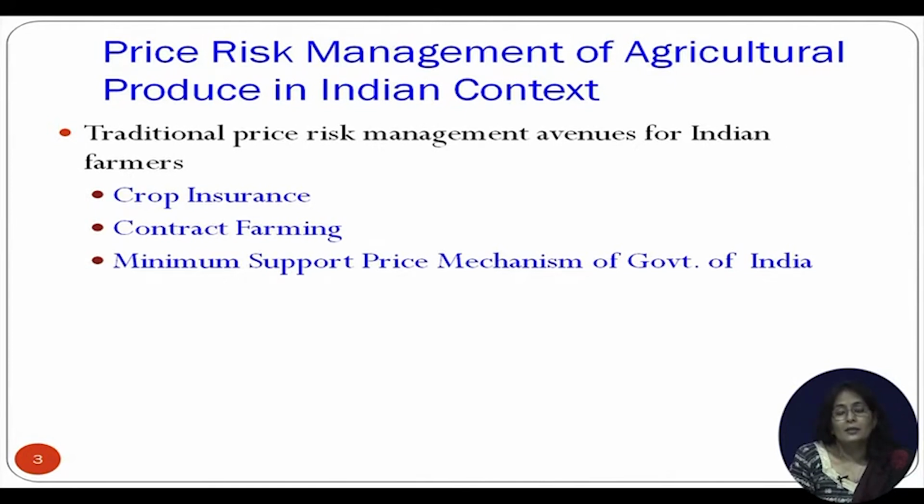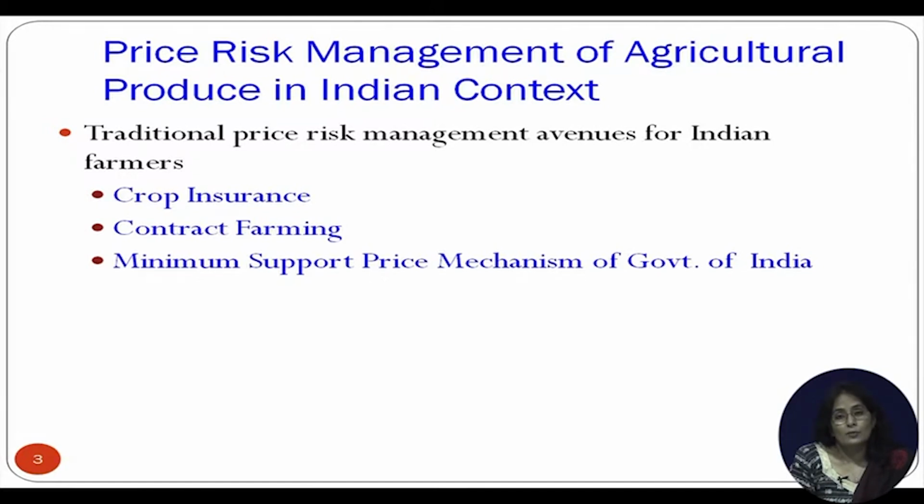Yes, they did. Indian farmers and agri producers did not have access to futures trading, but there were some other mechanisms available to Indian farmers for mitigating the price risk. And what are these traditional price risk management avenues for Indian farmers? These are crop insurance, contract farming, and the minimum support price mechanism of the Government of India. All of you must have heard of something called MSP. MSP stands for minimum support price mechanism of the Government of India.